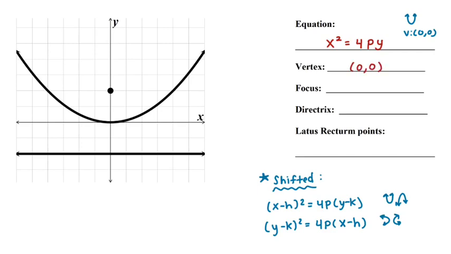The focal point then is (0, p). We move p units up to get from the vertex to the focal point. So if the vertex is at 0, 0, we move up p, which gives us (0, p) as the focal point. The directrix is always going to carry the equation of a horizontal or a vertical line. In this case, from the vertex, we go down p units. That gives us the equation y is equal to negative p, that horizontal line. And there's a typo here: this should be latus rectum.